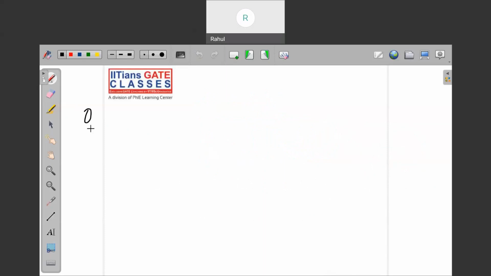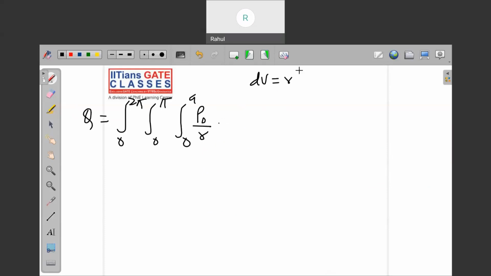So this Q can be computed like this. Q will be equal to the triple integral, 0 to 2 pi, 0 to pi, and r ranging from 0 to a. Rho v is given as rho naught by r, and dv is r square sine theta dr d theta d phi. We have already discussed these things in a couple of classes.